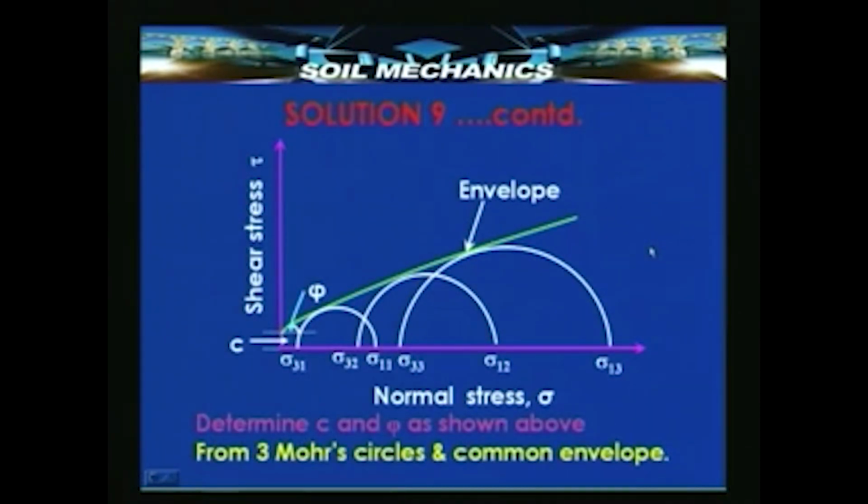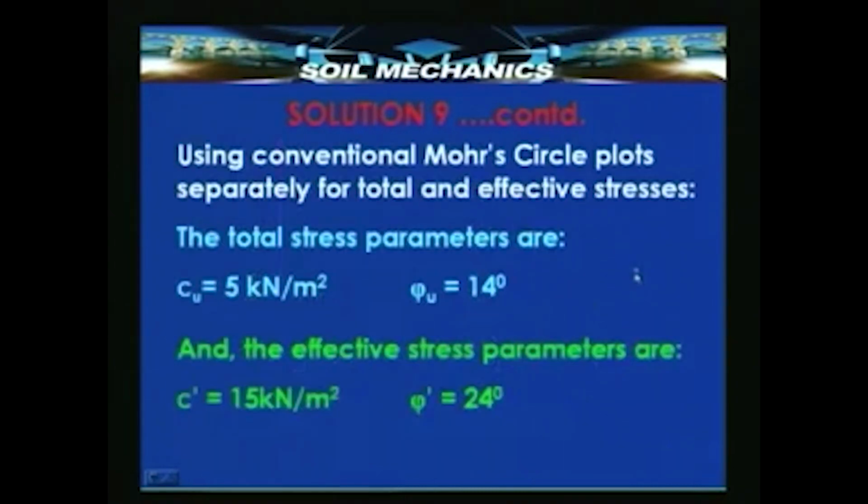Once again, we can get the shear strength parameters using the Mohr envelope: plot 3 Mohr circles and draw a common tangent, or you can get it from the PQ plot. If we use the Mohr circle plots, we can draw them for total stresses entirely or for effective stresses entirely. If I were to plot the 3 Mohr circles using the total stress values and get the intercept and inclination of the common tangent, I will get 5 kilonewton per meter square as the undrained cohesion and 14 degrees as the angle of friction.